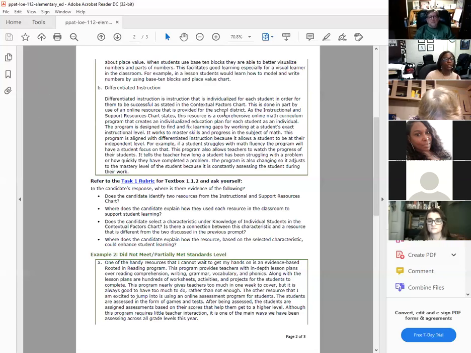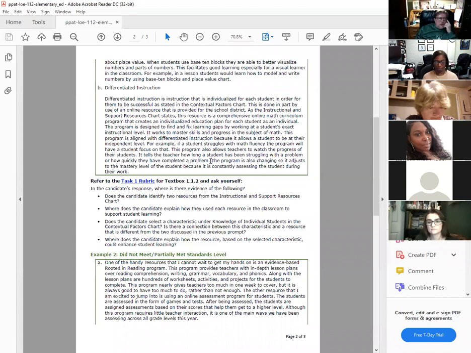Now, she has an example. If the student struggles with math fluency, the program will, she just went through and talked about a specific area which brought itself to describe the differentiated instruction in that math program. Okay. Do you have any questions?